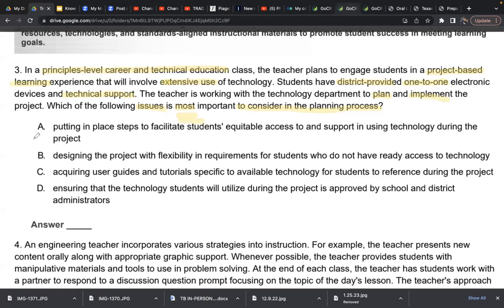Putting in place steps to facilitate students' equitable access to and support in using technology during the project. Designing the project with flexibility and requirements for students who do not have ready access to technology. Acquiring user guides and tutorials specific to available technology for students to reference during the project. Ensuring that the technology students will utilize during the project is approved by school and district administrators.